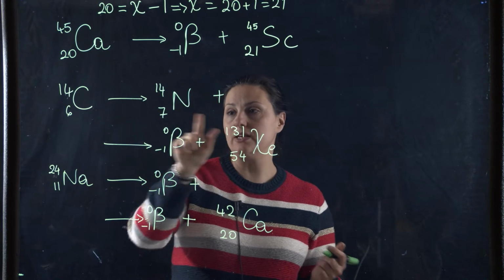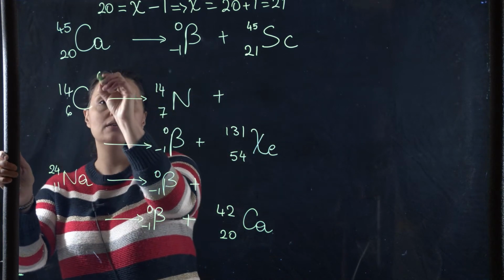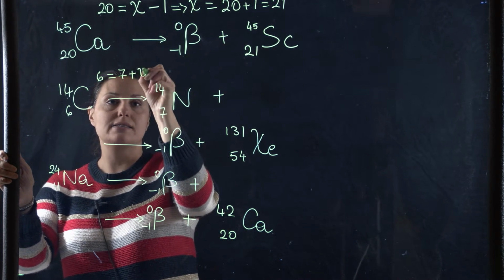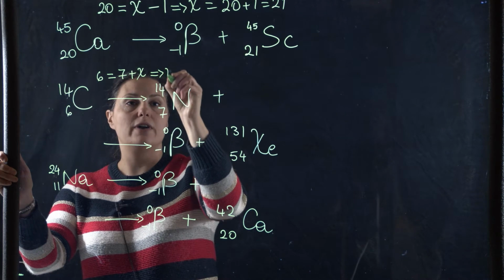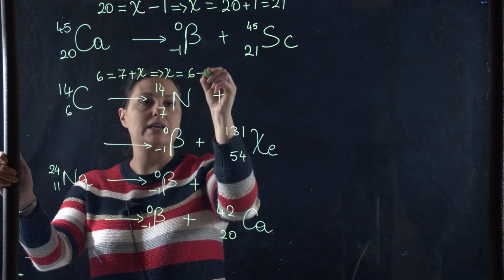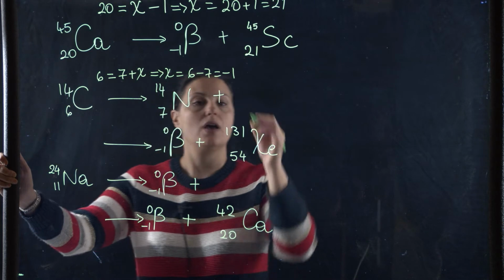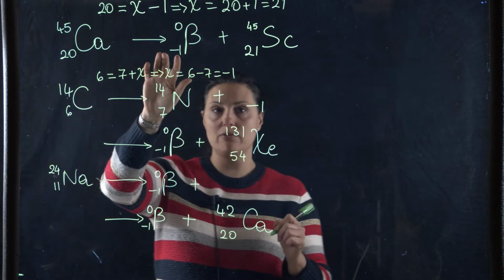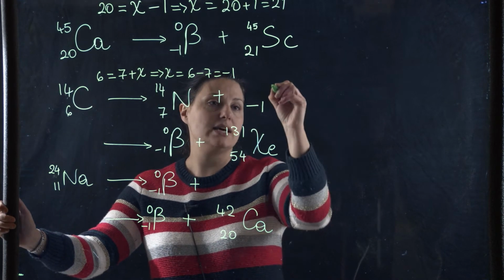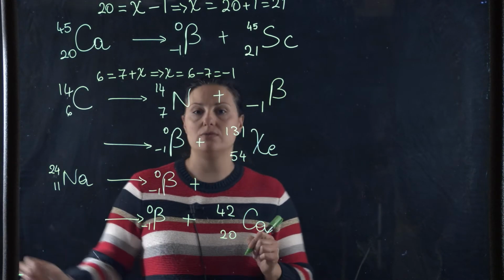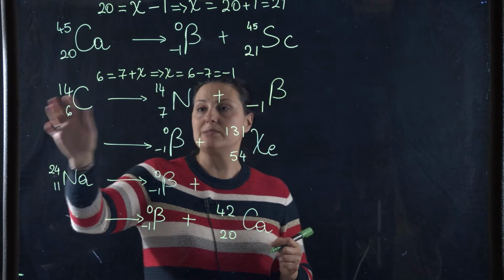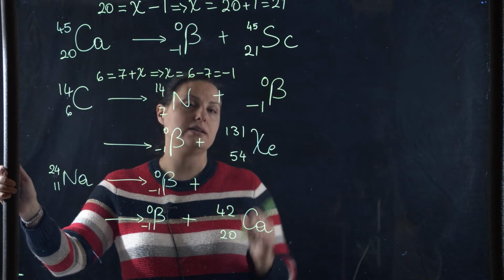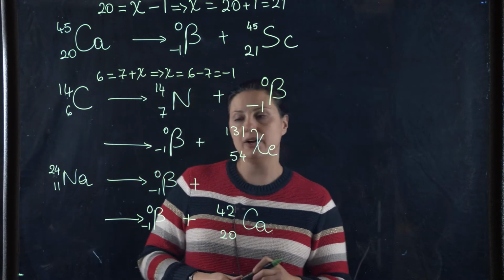I don't know the Z, but I know that 6 has to equal 7 plus x. So if I solve for x, it will be 6 minus 7, which is -1, which means that my particle will have a -1 Z down at the bottom. And the only one that does that is a beta particle. So I know how to write it as beta. Now because my top number doesn't change, that means the mass number for beta is 0. And there you have it.